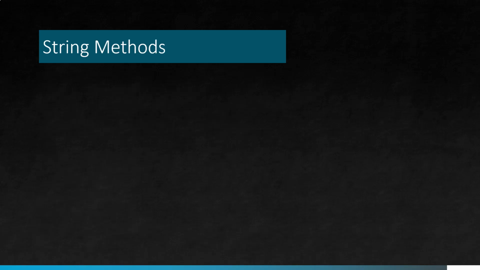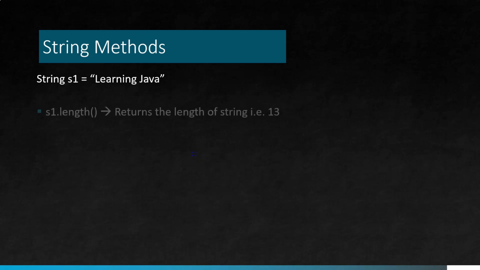Now let's learn about the different string methods available in Java. To do this, let's consider a string s1 which contains the text learning Java, and we'll manipulate this string with the help of different methods which are present in Java. So let's look at our first method, which is the length method, and it returns the length of the string.